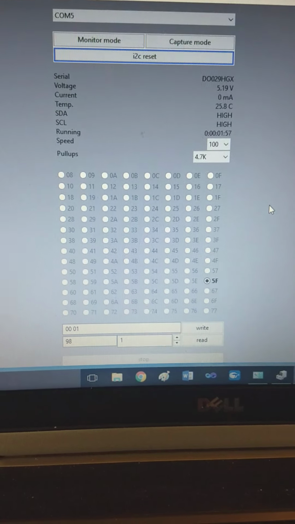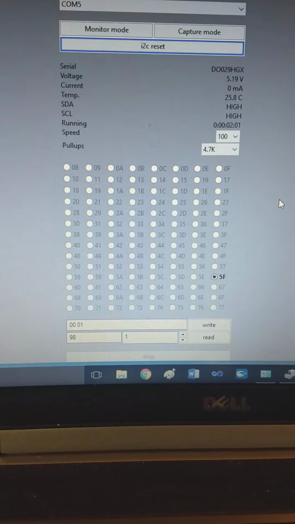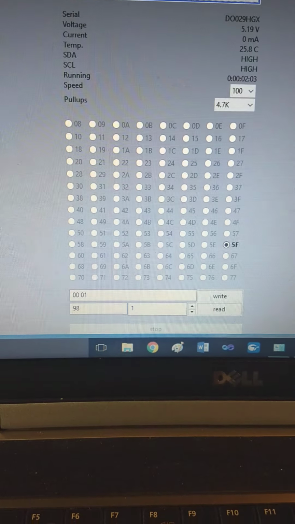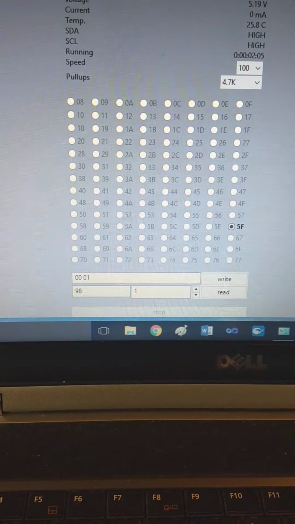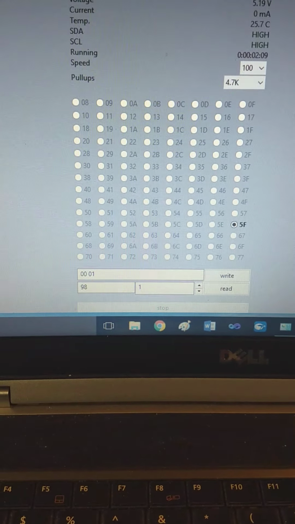This board is being driven by my laptop here. You can see I'm accessing the I2Cdriver board on COM5 as a virtual port, and you can see here that its address 5F is selected, so that's what I'll be writing and reading from.